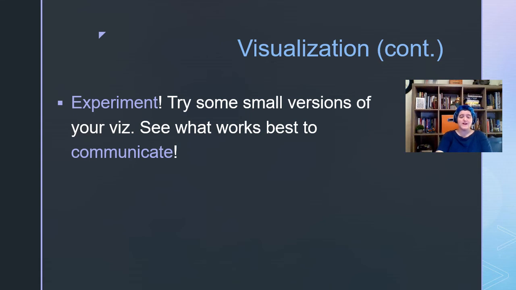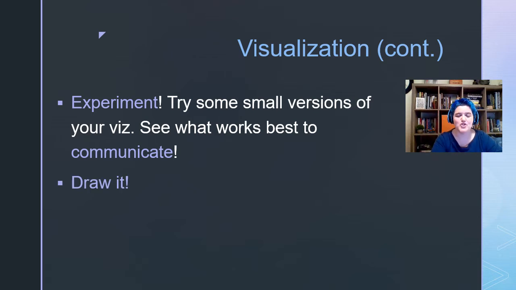Okay, so you can experiment. Also, you can try some little versions and see what works best before you commit to the one that you're going to turn in. This isn't going to take a lot of time to experiment and mess around a little bit. Your goal here is to communicate your data, your information, really, to me in a visual manner.